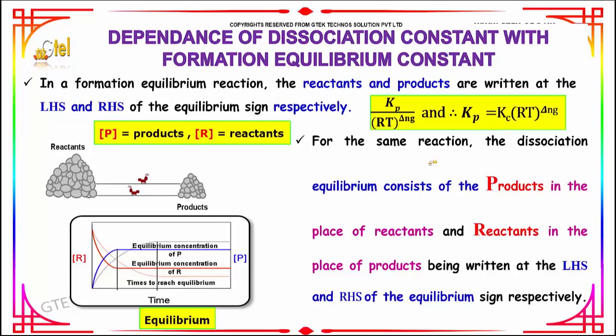For the same reaction, in the dissociation equilibrium constant, the product is written in the place of reactants and the reactants in the place of products, at the LHS and RHS of the equilibrium sign respectively.